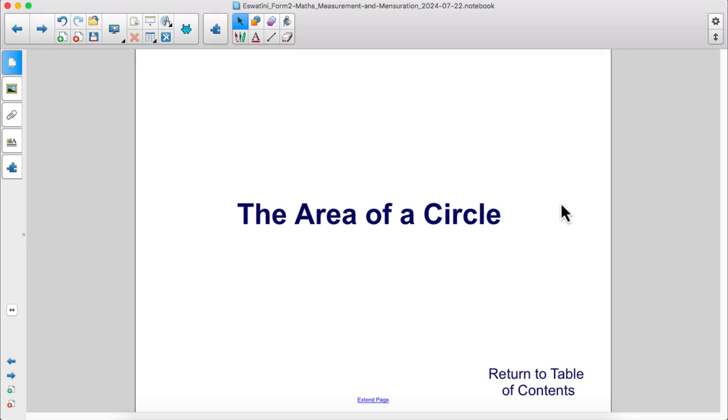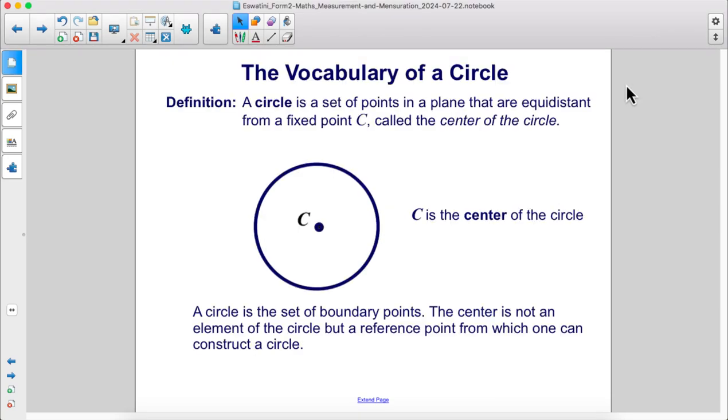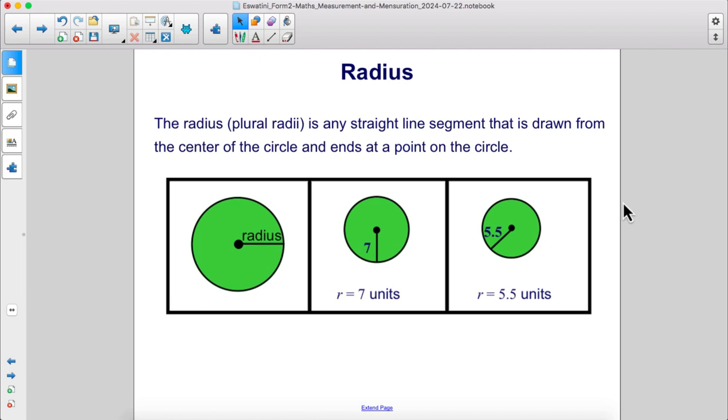The area of a circle. A circle is a set of points in a plane that are equidistant from a fixed point C, called the center of the circle. A circle is the set of boundary points. The center is not an element of the circle, but a reference point from which one can construct a circle.